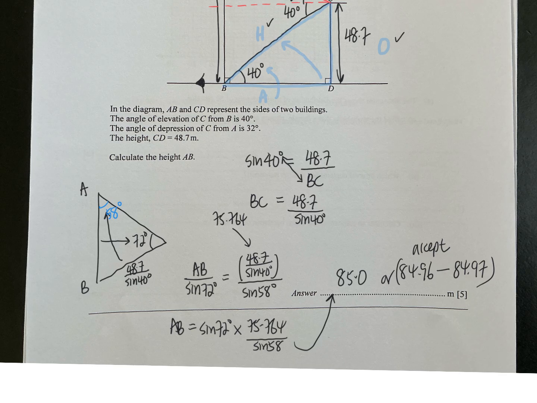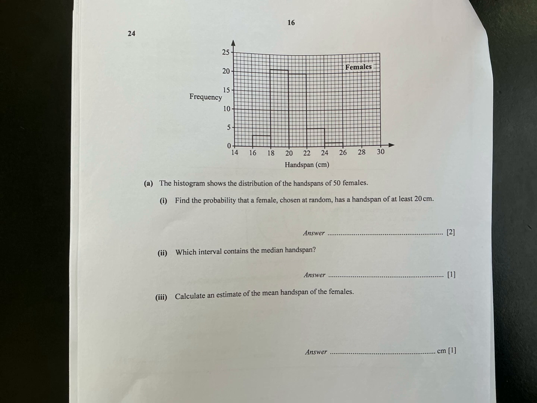Where is the group? Here. Okay, so this is angle of elevation and depression. The last, no, not last yet. Okay, this one is still not so bad. The 24 is not so bad. So most of you can do this.